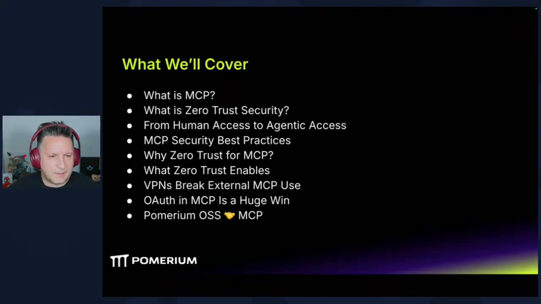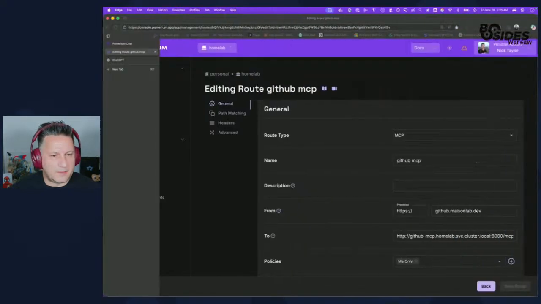And we'll go over a few more things here, some best practices, why Zero Trust for MCP, and we're going to talk a bit about VPNs and traditional perimeter-based security, and how OAuth is a big win in MCP, but I think we can do a bit better potentially.